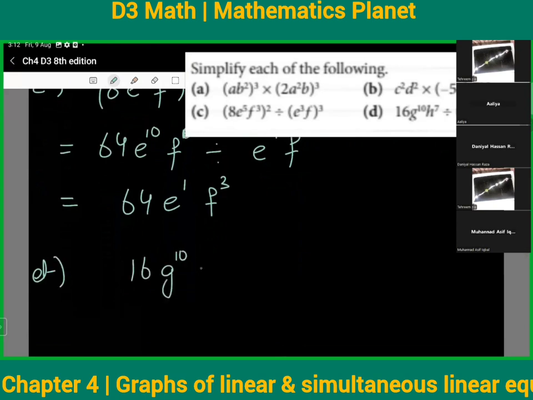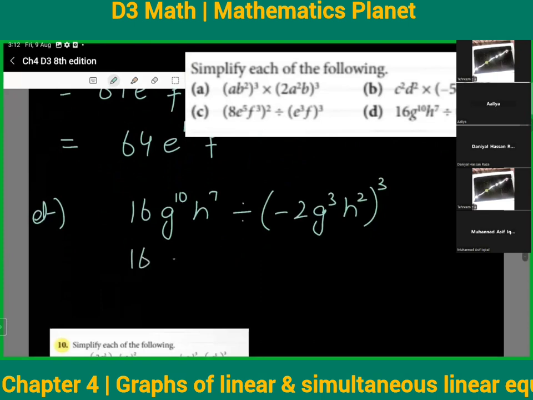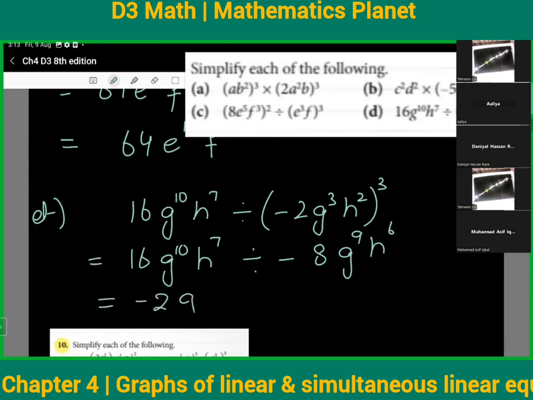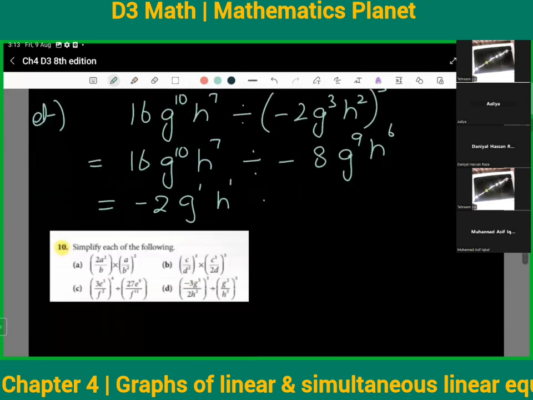16g¹⁰h⁷ divided by (minus 2g³h²) cubed. So you will get 16g¹⁰h⁷ divided by minus, since an odd power will be minus, 2 cubed is 8, g⁹, h⁶. So in the next step, you will get minus 8 times 2 is 16, g¹h¹. Is it clear with everyone? Yes. Yes.